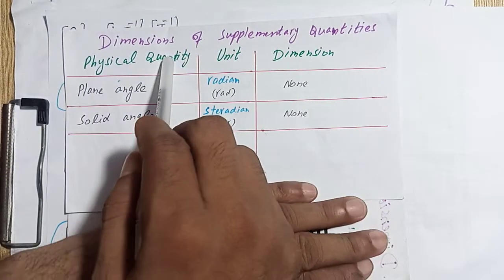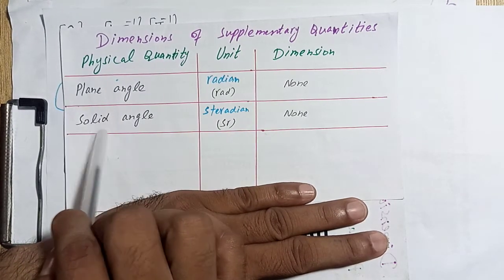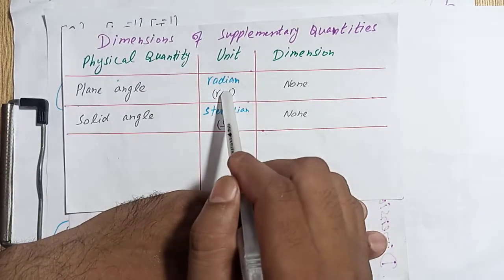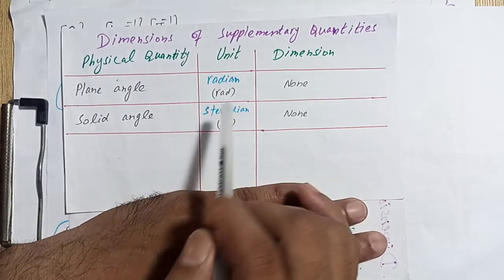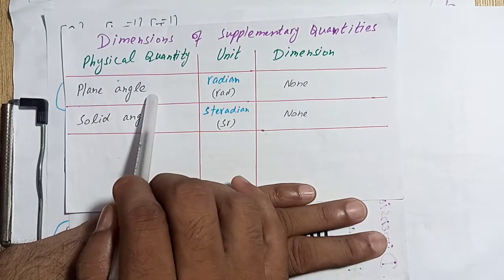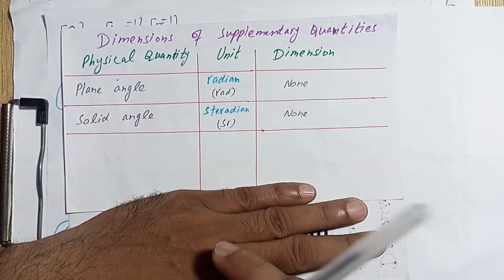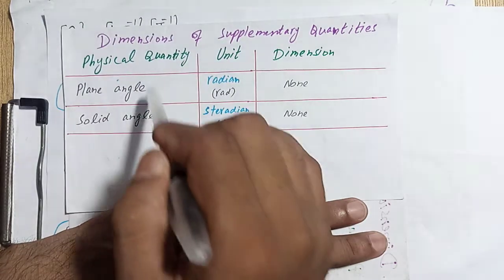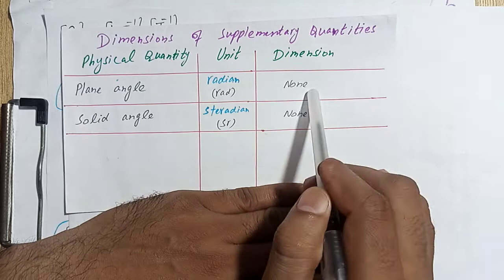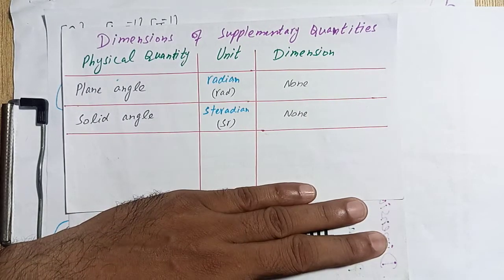There are two supplementary quantities. One is plane angle and the other is solid angle. The SI unit of plane angle is radian, and the SI unit of solid angle is steradian. Plane angle is a two-dimensional angle and solid angle is a three-dimensional angle. Both these physical quantities have no dimension. Plane angle has no dimension and solid angle also does not have any dimension.